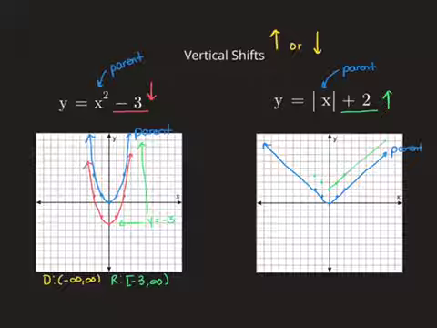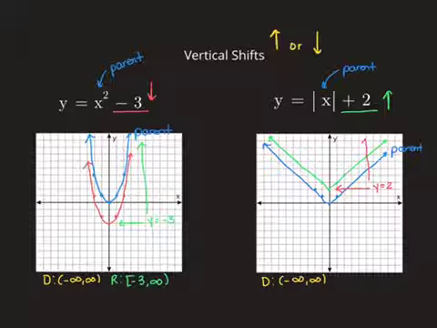So the shape of the graph is going to stay the same. It's literally just like I'm sliding the whole graph up 2 units. Once again, our domain will stay -infinity to infinity. And now, instead of starting at 0, our graph starts at y equals 2, and everything is above that. So our range is from 2 to infinity.